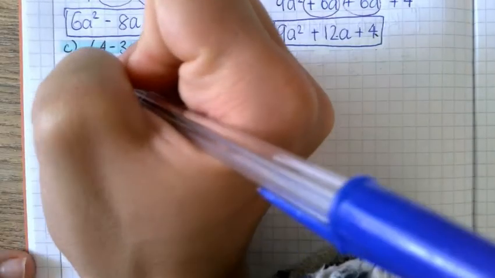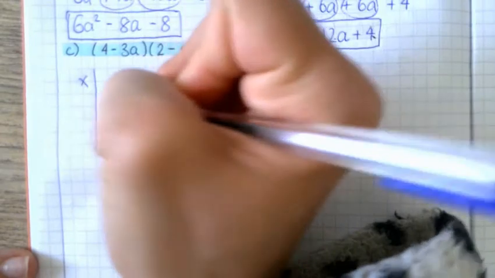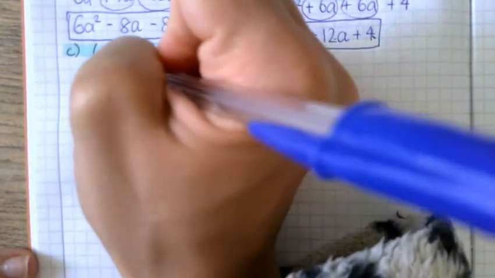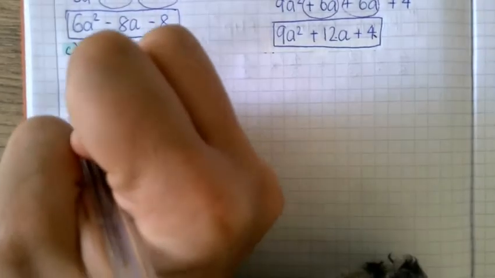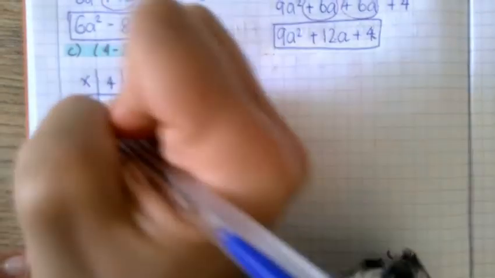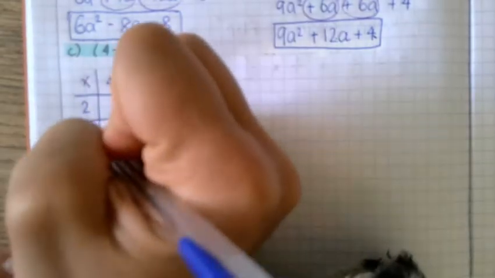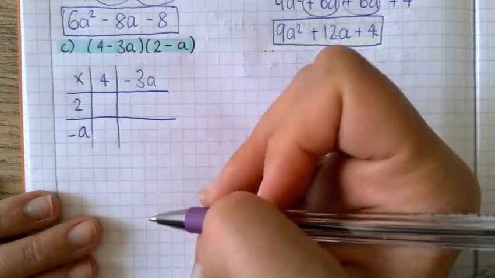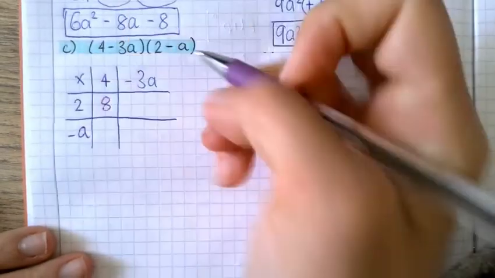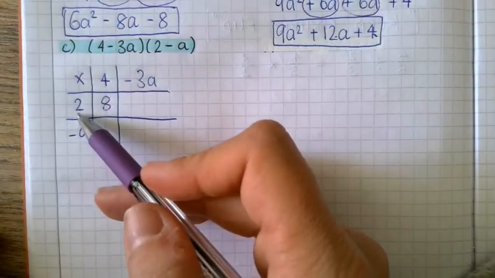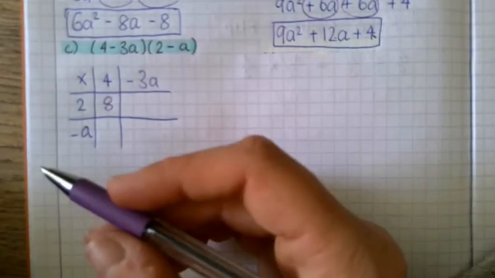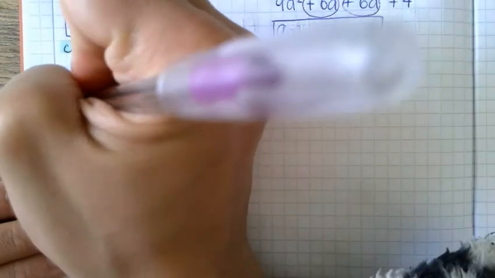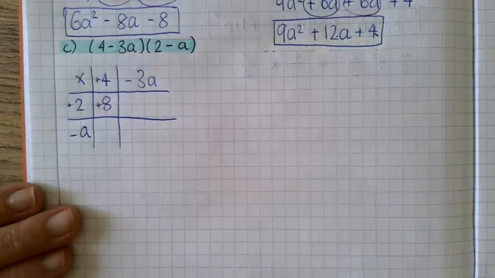So I'm going to use my grid. And I've got 4 and subtract 3a. And then I've got 2 subtract a. And now I'm going to complete my grid. So 2 multiplied by 4 is 8. Now there's no positive or negative sign in front of these, and that means they're positive. If you don't see a sign in front of them, then you assume they're positive. So this would be positive 8 in here.